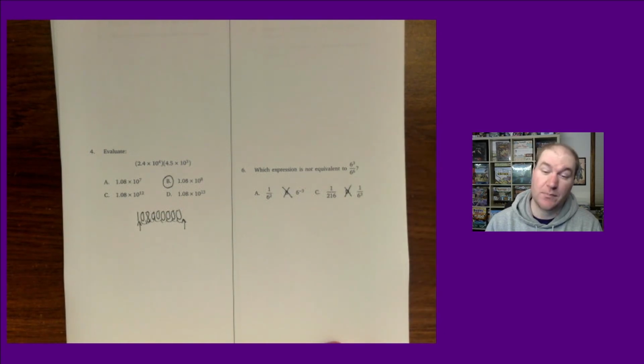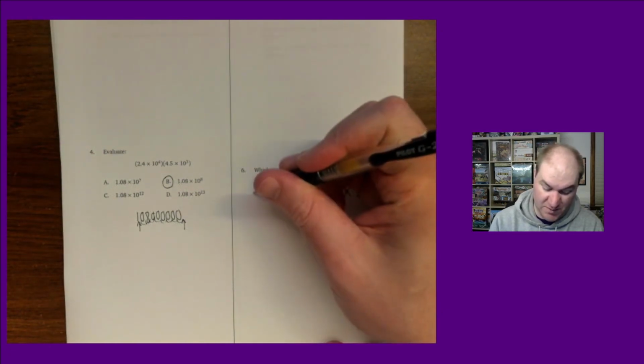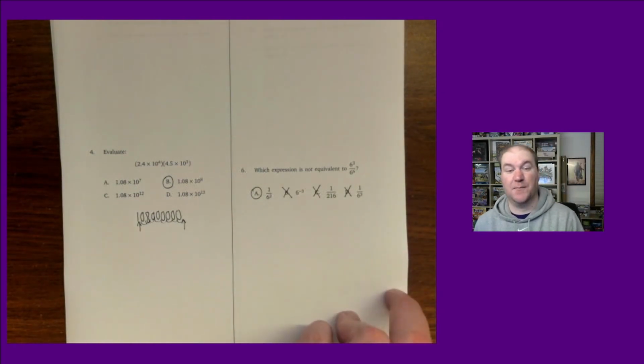And then 6 to the 3rd power is 216, right? 6 times 6 is 36. And 36 times 6 is 216. So that is also equivalent. That means choice A is the answer to this one.